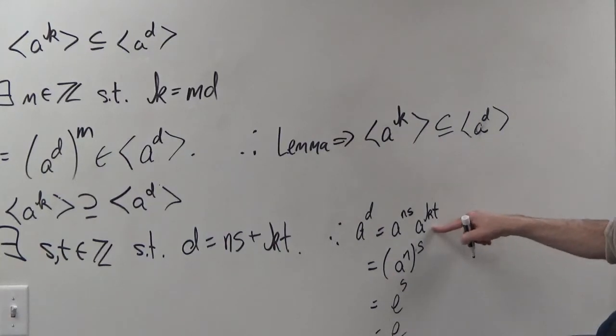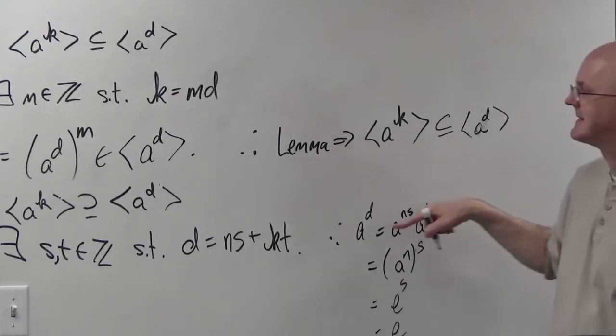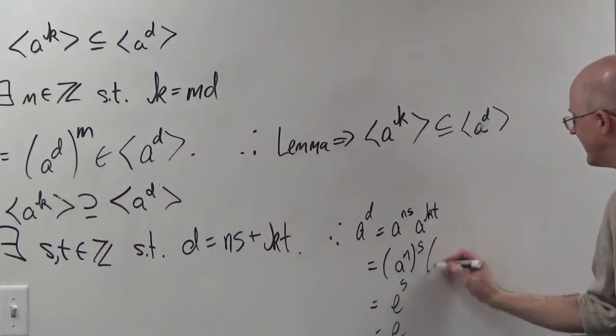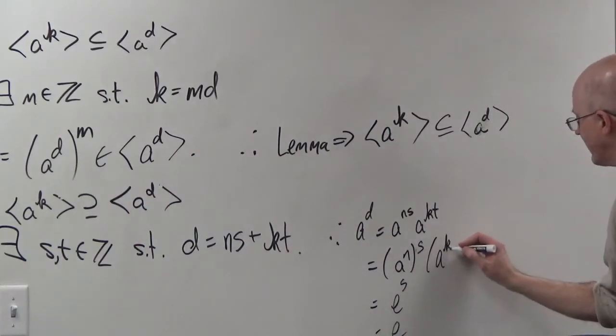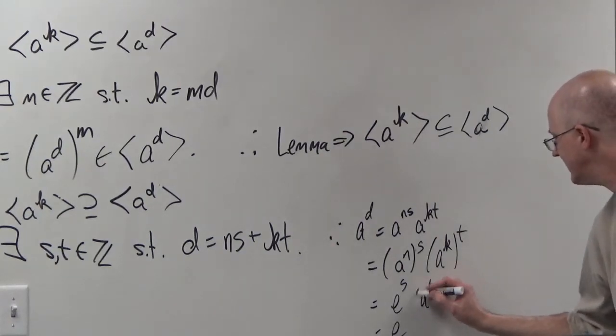What about A to the kt? And what's my goal? My goal is to show that A to the d is a power of A to the k. That seems pretty good then. A to the kt is a power of A to the k. I can just keep writing that here.